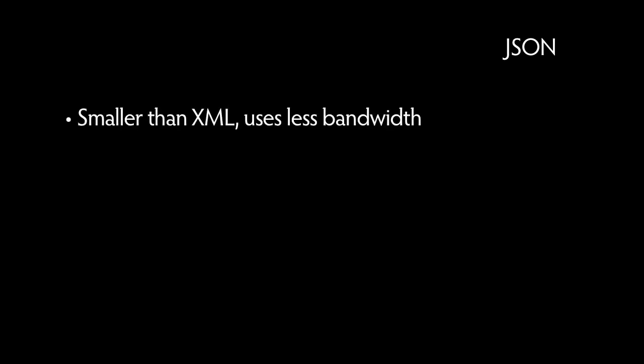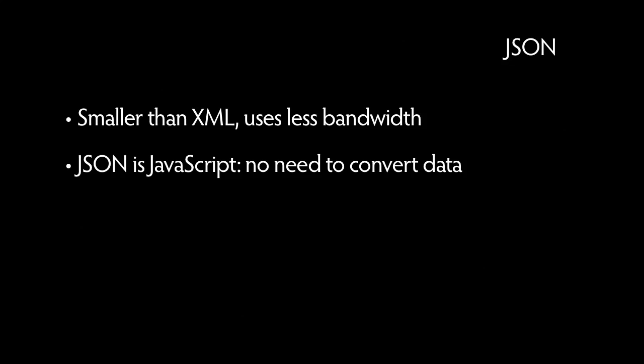Many people are starting to use JSON as their data type of choice. A JSON representation of your data is smaller than its XML equivalent, which reduces the bandwidth used between server and client. And since JSON is JavaScript, there's no need for conversion before using the data.